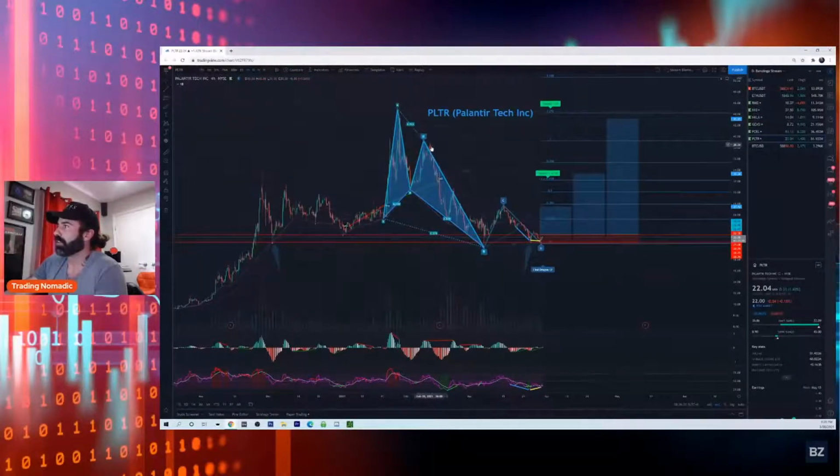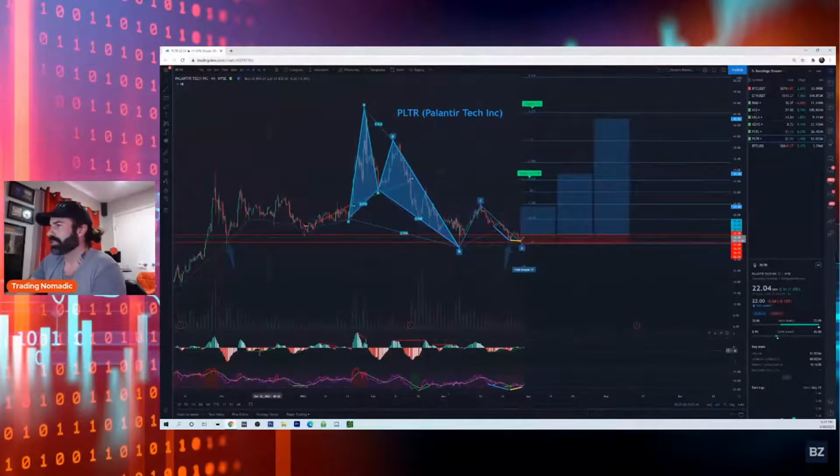This harmonic is developing while we're on this downtrend, and D would be the reversal leg of it. And if you look right here, and if you look right here on Palantir, those are both historical areas of support and resistance, and that's where the D leg ended. So that gives it a little more credibility.